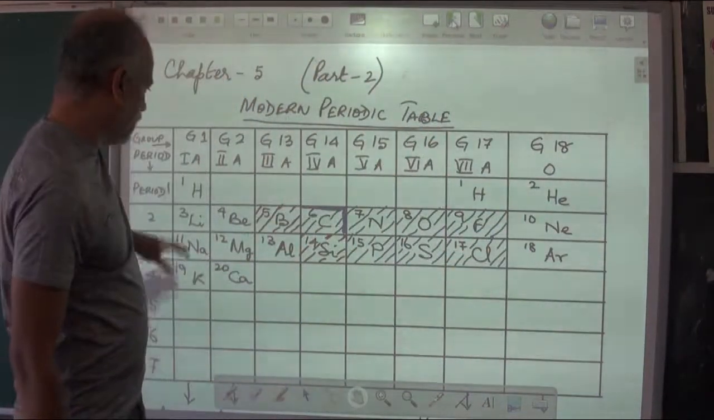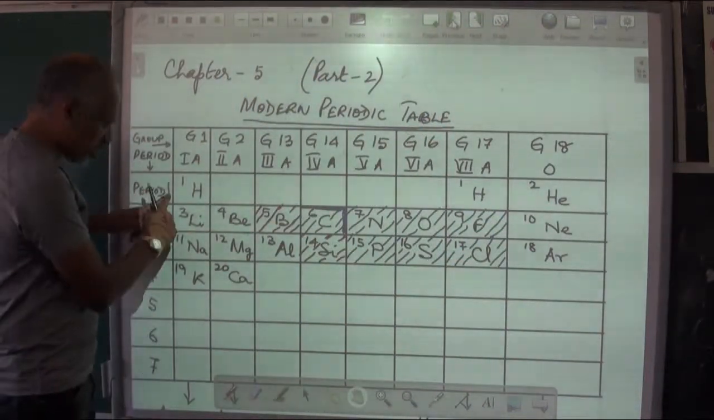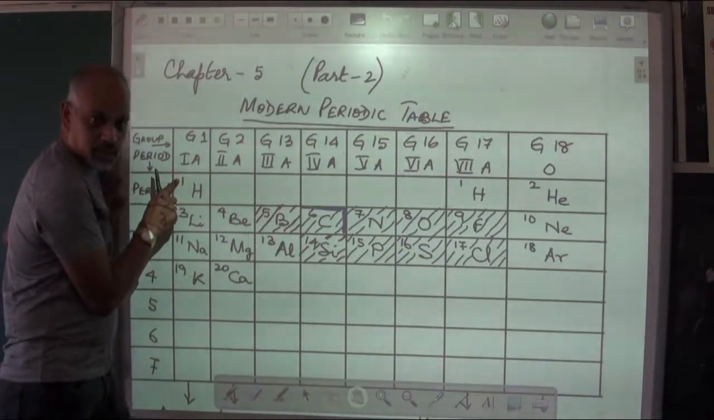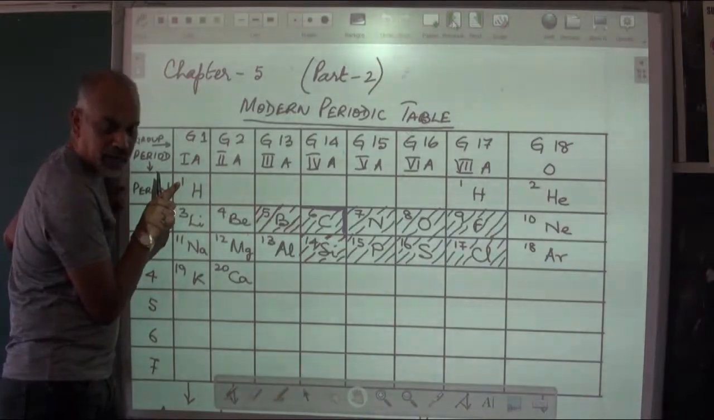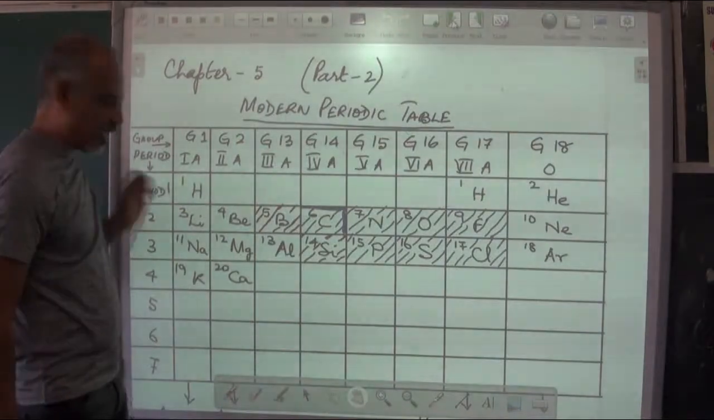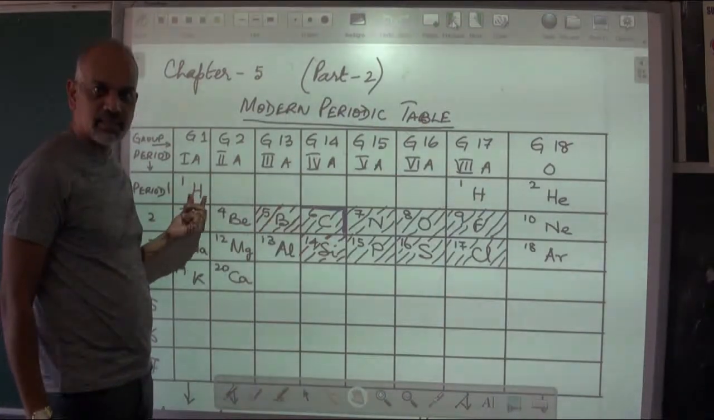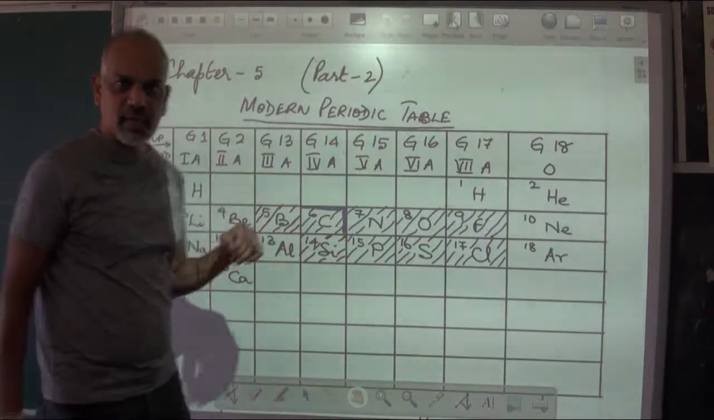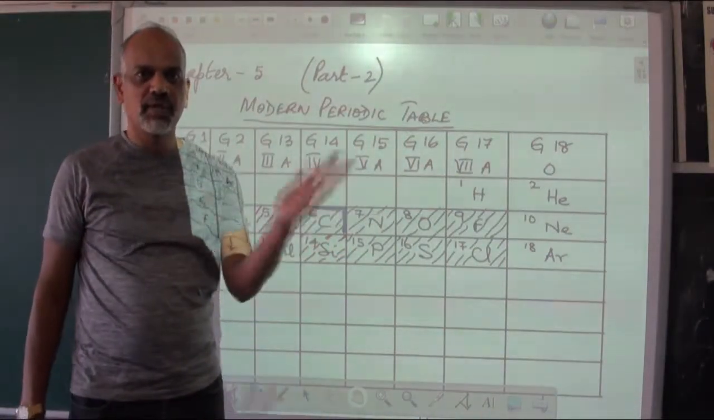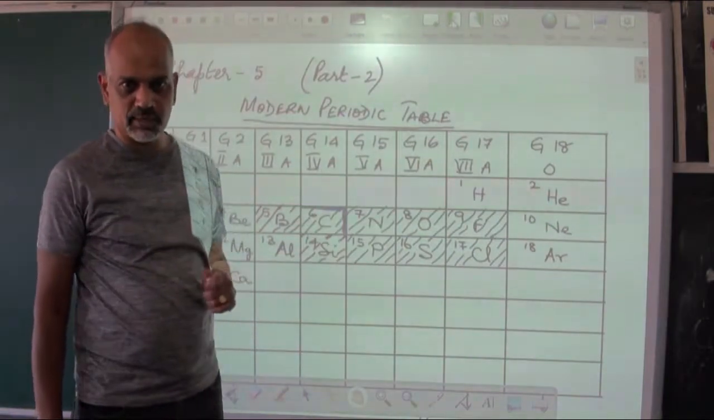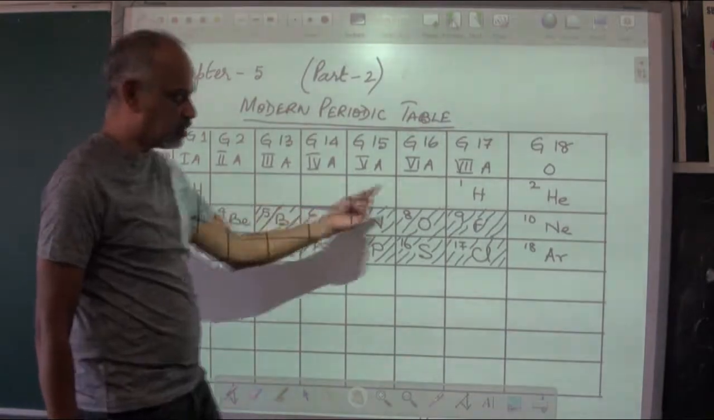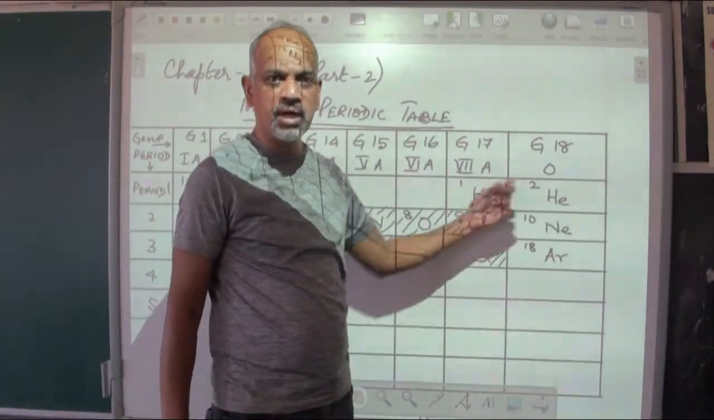Now, in period 1, there are only 2 elements. That's hydrogen with atomic number 1. You will see hydrogen here as well as here. Why? Hydrogen has the property of a metal as well as a non-metal. So that is why it's placed under metals here. It is also placed under non-metals here.